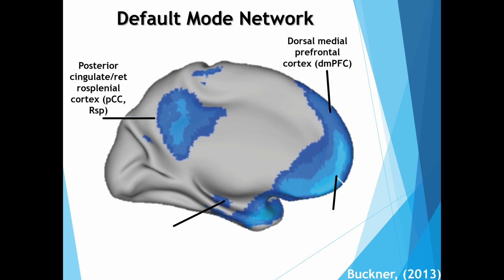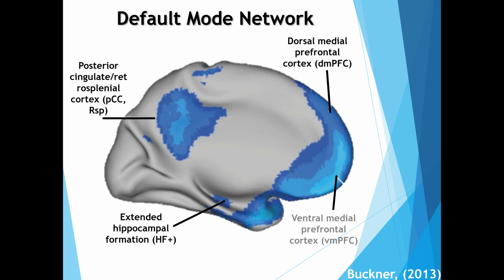You also have the posterior cingulate, retrosplenial cortex. Okay, that's towards the parietal lobe. That's in the parietal lobe. You also have the extended hippocampal formation. All right, and so parts of the hippocampus, as well as the ventral medial prefrontal cortex. Okay, so these are parts of the default mode network.